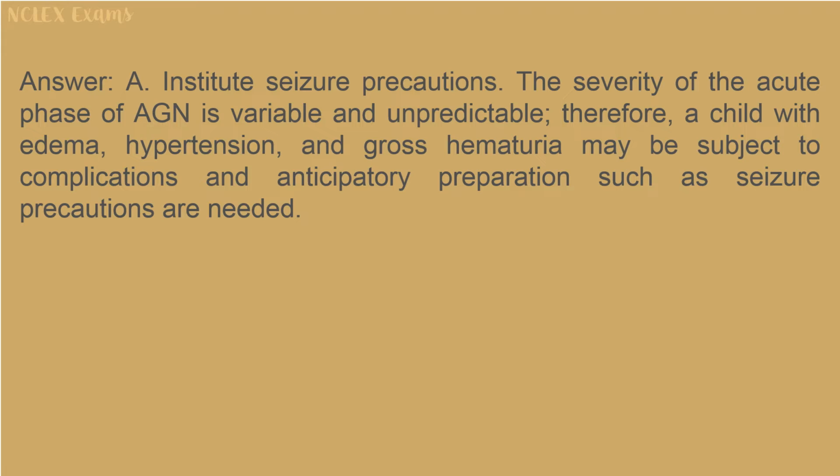Answer: A. Institute seizure precautions. The severity of the acute phase of AGN is variable and unpredictable, therefore, a child with edema, hypertension, and gross hematuria may be subject to complications, and anticipatory preparation such as seizure precautions are needed.